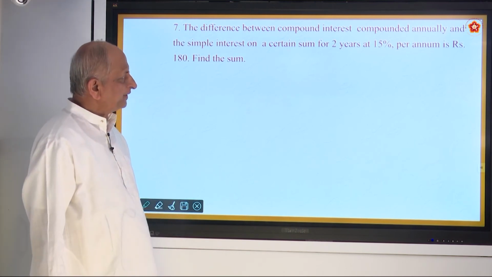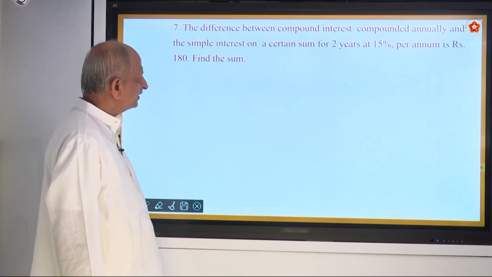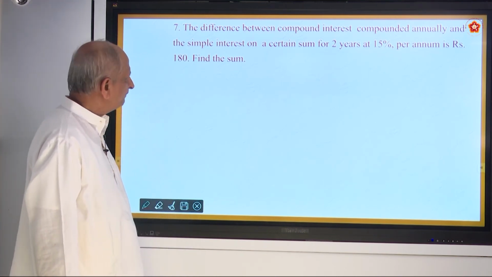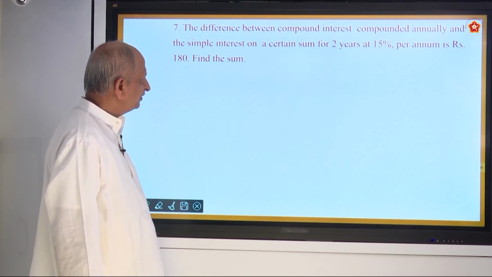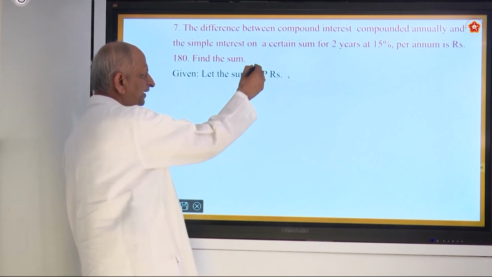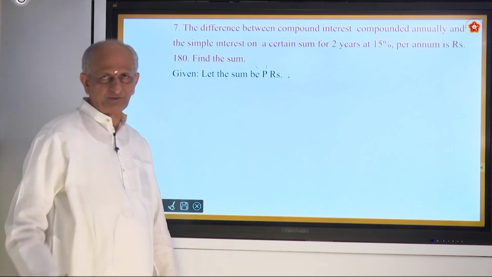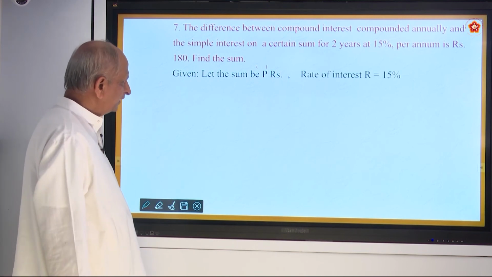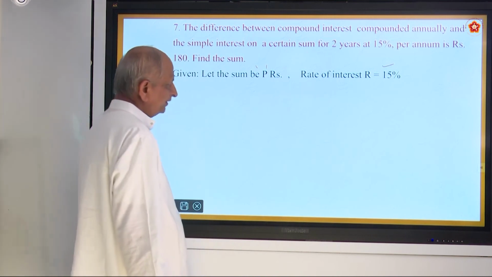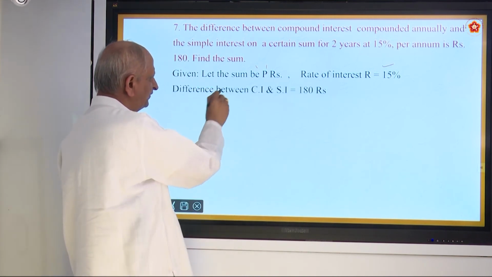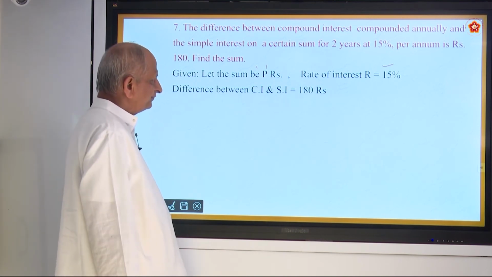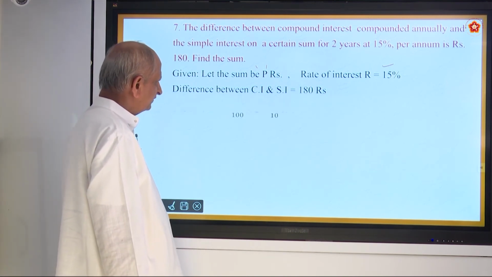The difference between compound interest compounded annually and simple interest on a certain sum of rupees for 2 years at 15% per annum is rupees 180. Find the sum. So, given sum is P rupees, we will take it as P. You can take X also. Rate of interest is given to be 15%. Then you are given the difference between CI and SI. What is CI? Compound interest. What is SI? Simple interest, 180 rupees.